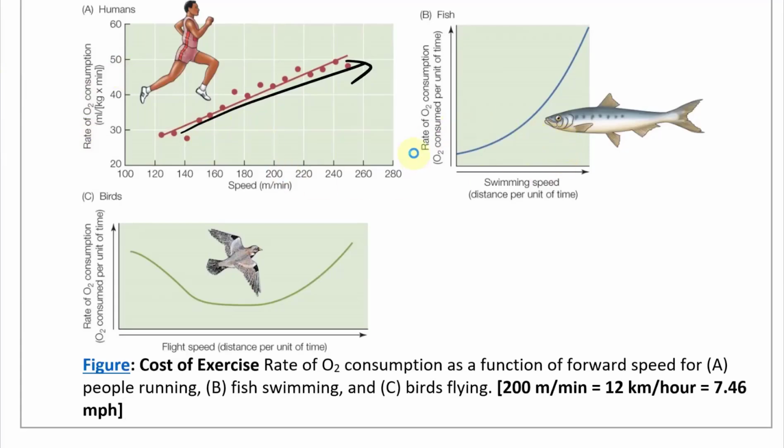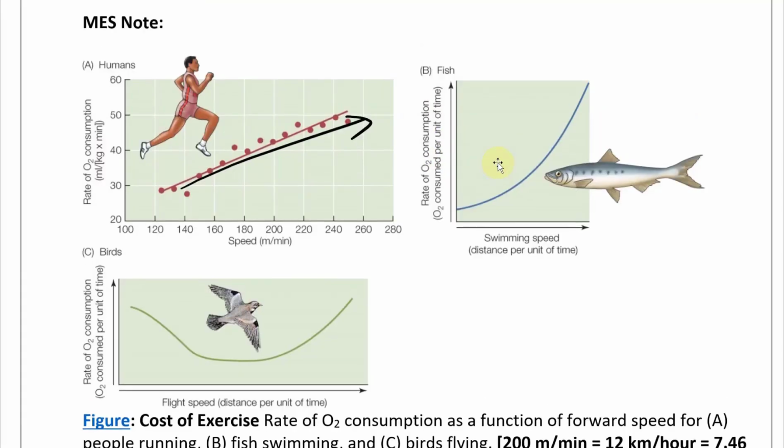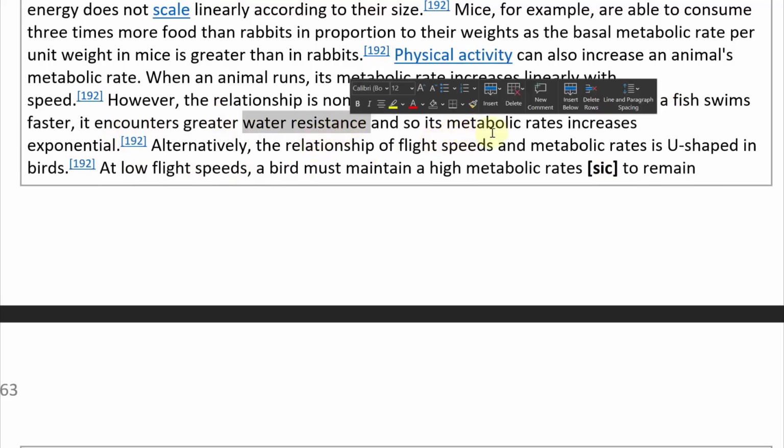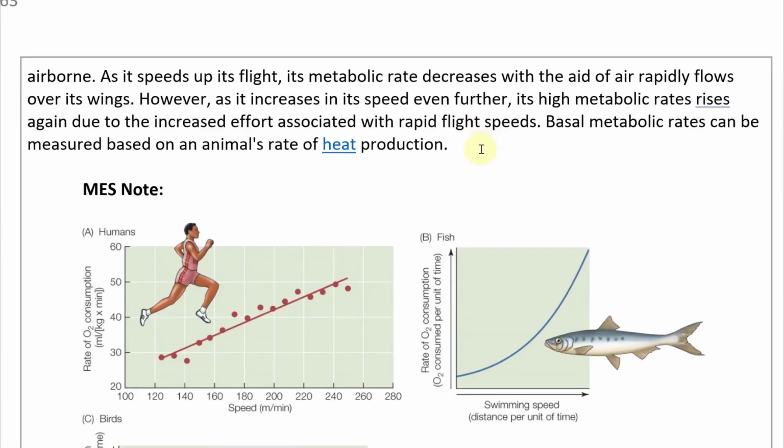For fish, the rate of O2 consumption is written as O2 consumed per unit time against swimming speed, distance per unit time, and it increases exponentially. That is because the water becomes more of a hindrance to the fish. When a fish swims faster, it encounters greater water resistance than going slowly, so its metabolic rate increases exponentially. So it's going up like that.